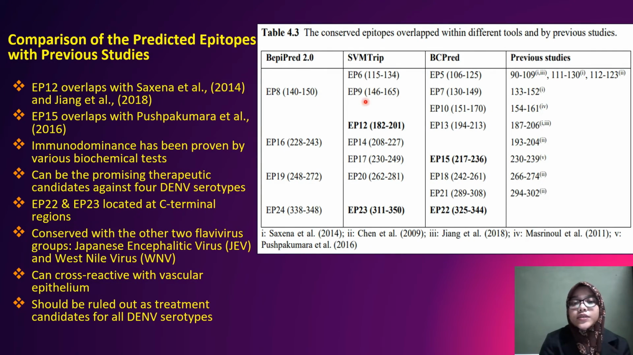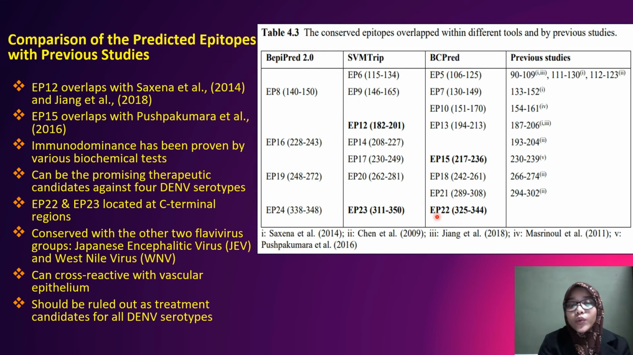This table shows the conserved epitopes that overlap within different prediction tools and with previous studies. From this result, we can see that epitope 12 overlaps with the epitopes identified by Saxena et al. and Zhang et al. Meanwhile, epitope 15 overlaps with the epitope predicted by Pushpakumar et al. As these 2 epitopes overlap with epitopes that have already proven immunodominance, epitopes 12 and 15 can be promising therapeutic candidates against the 4 dengue virus serotypes.